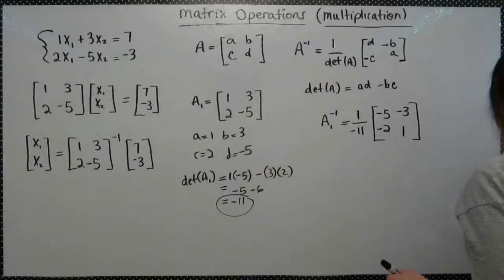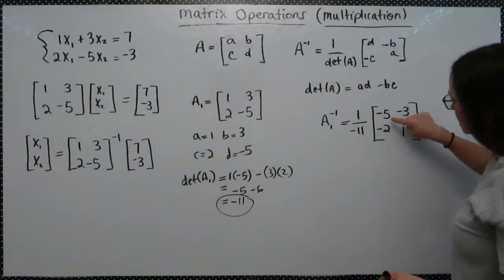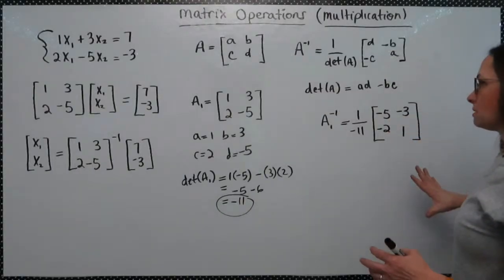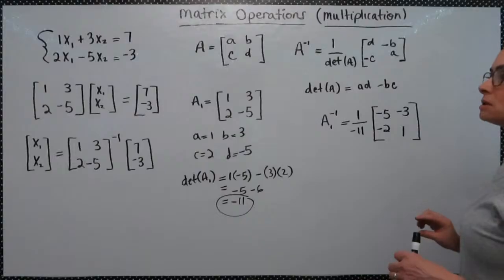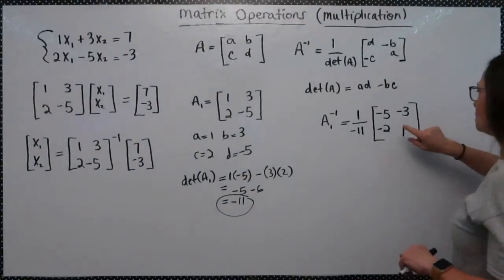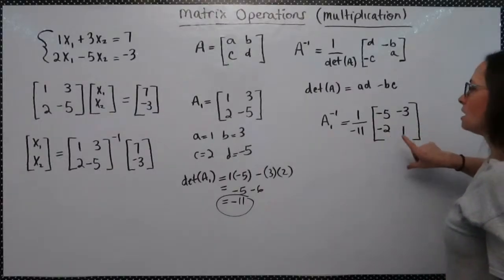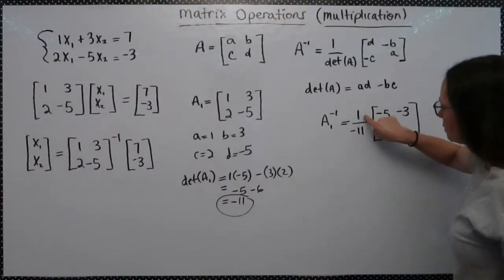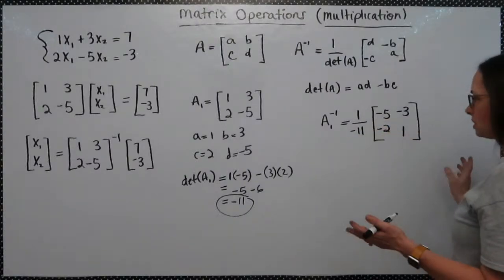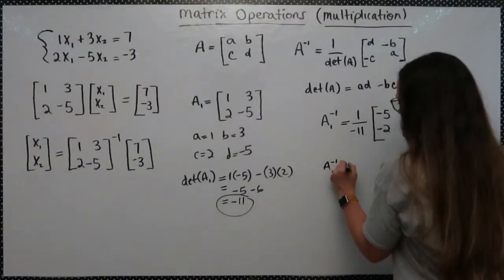All right, so when you're multiplying a matrix by a scalar, you're just taking each individual, what are they called? They're called elements. So each individual element of this matrix gets multiplied by a factor of -1 over 11. So it's an actual shrinkage, it's making it smaller, but still. All right, so A inverse equals this.